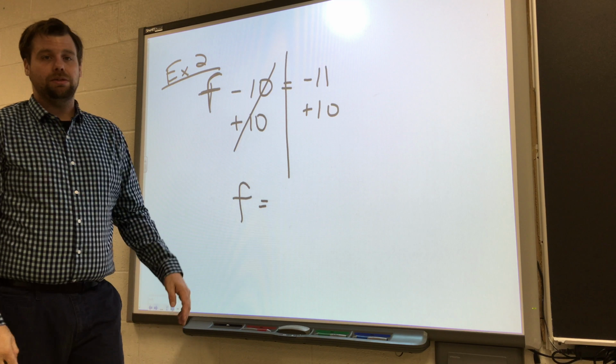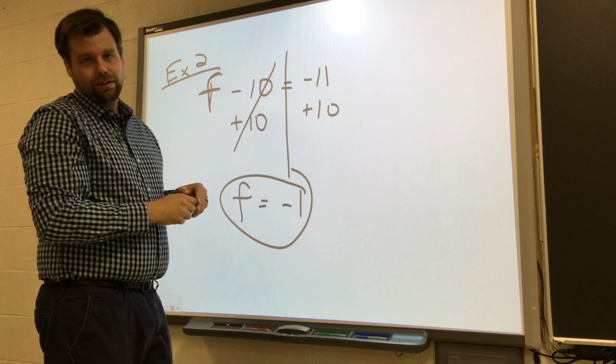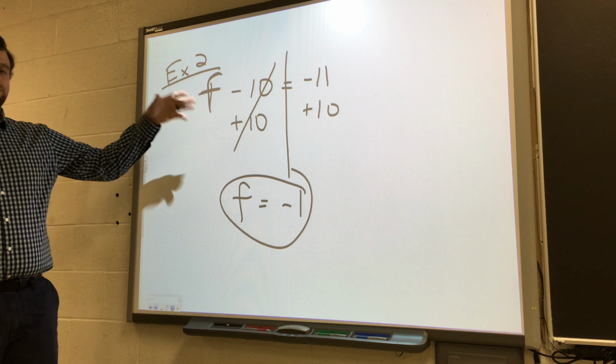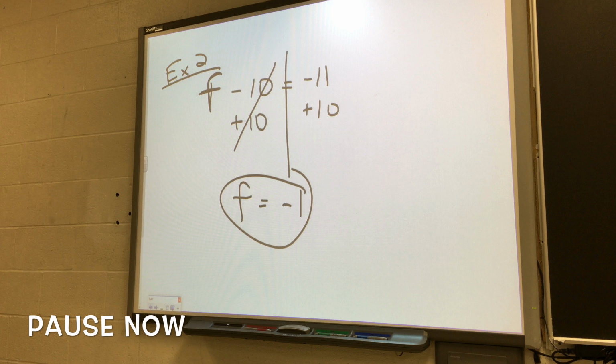You can check your work. Plug negative 1 back in. Negative 1 minus 10, or negative 1 plus a negative 10, gives you negative 11. Okay, so in this case we had subtraction, and we did the opposite, addition, to solve.